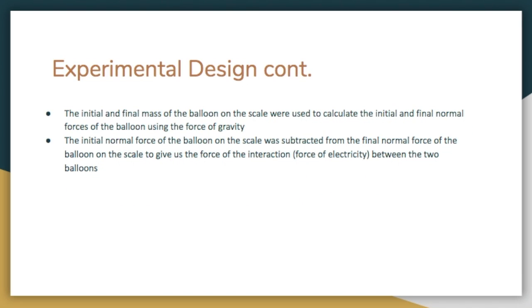The initial and final mass of the balloon on the scale were used to calculate the initial and final normal forces of the balloon using the force of gravity. The initial normal force of the balloon on the scale was subtracted from the final normal force of the balloon on the scale to give us the force of the interaction, the force of electricity between the two balloons.